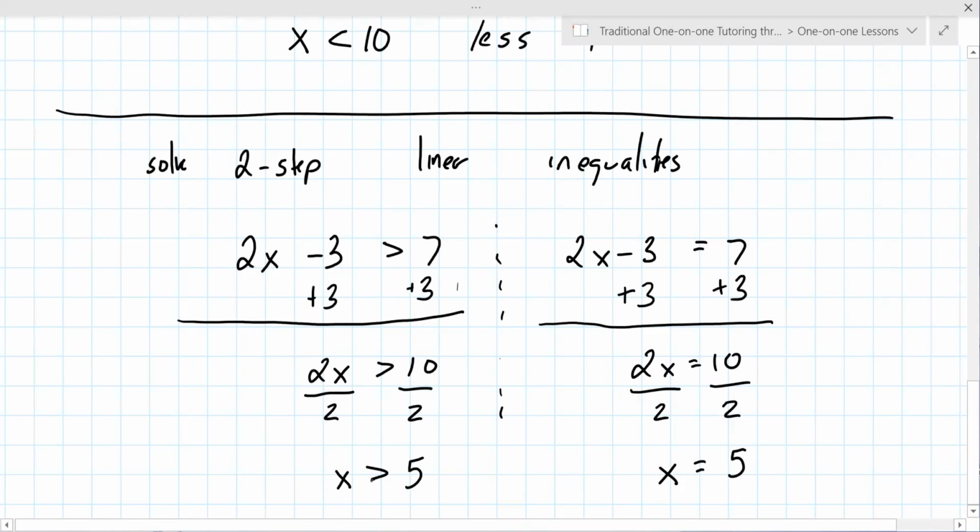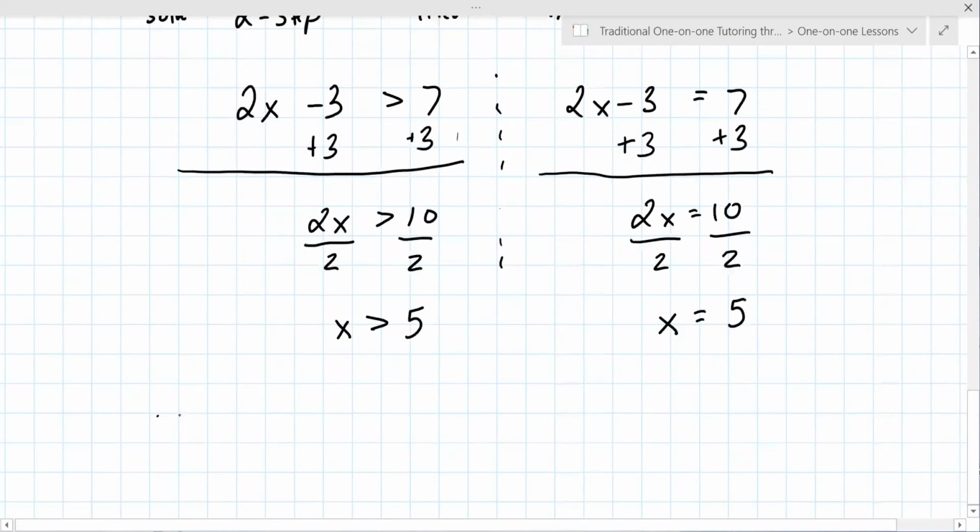Okay. So it's the exact same work, same steps. You just have this greater than symbol. Okay. So now we're going to graph this. Here's our number line. Here's minus infinity and here's infinity. I'm just going to put 5 right in the middle. Now, because it's greater than, not greater than or equal to, that's a dot that's not filled in.